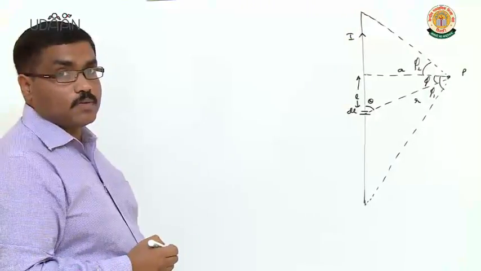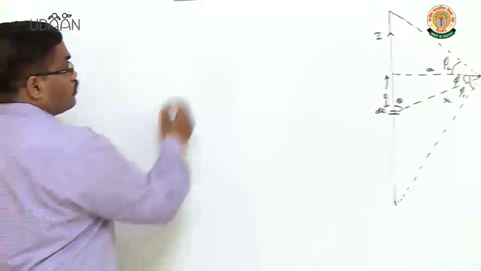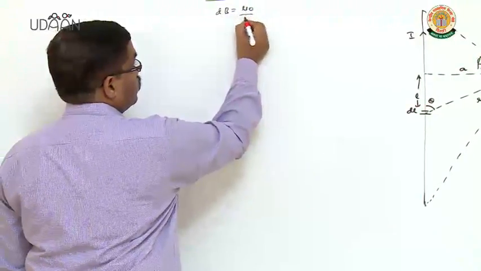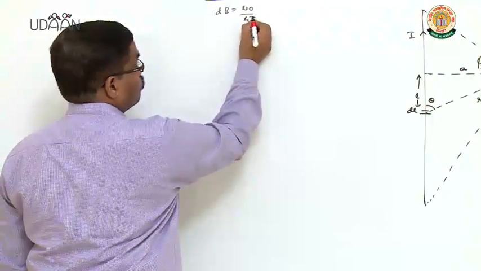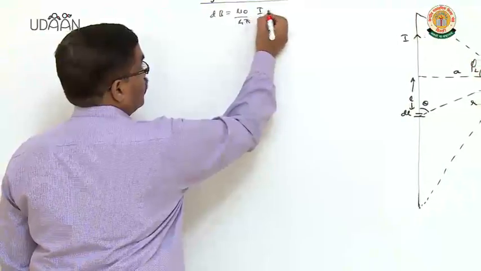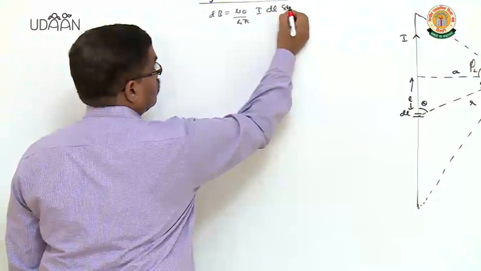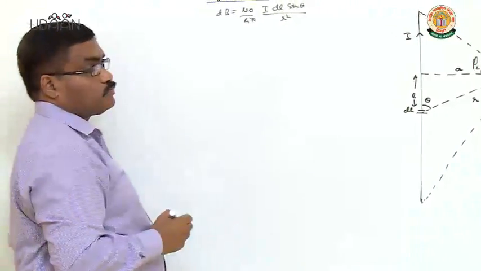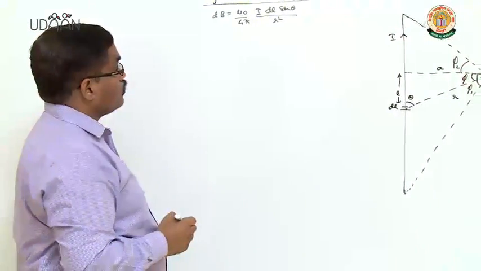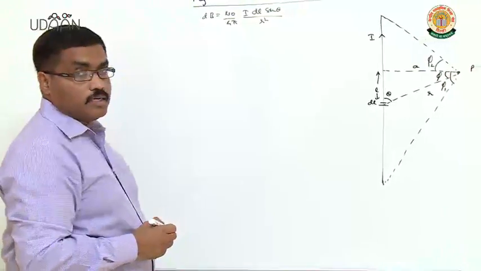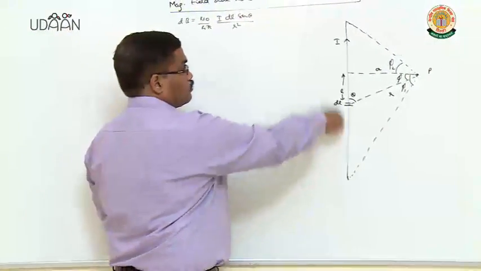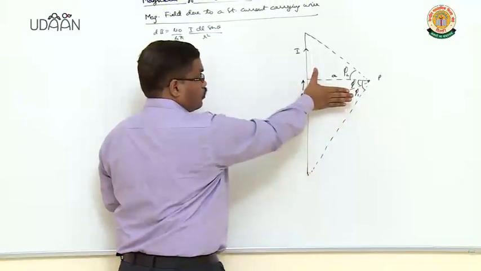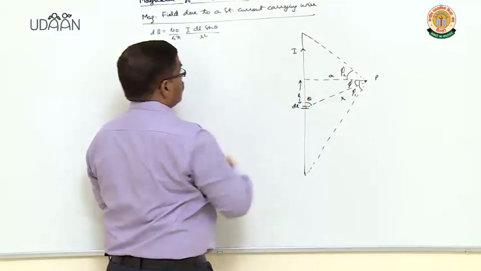Now if I apply Biot-Savart's law, the field due to this small element dB will be equal to mu naught upon 4 pi I into dl into sine theta divided by r square. Now the field will be acting inward as per rule. The current is flowing in the upward direction. You need to find field at this point. If you look at the figure, you can find the field is acting inward.